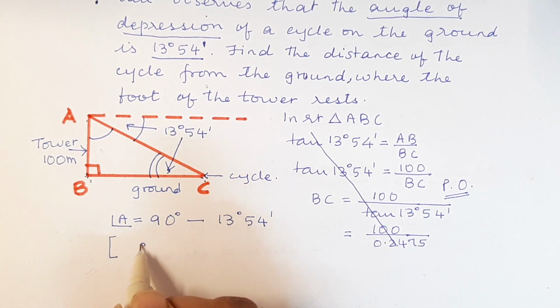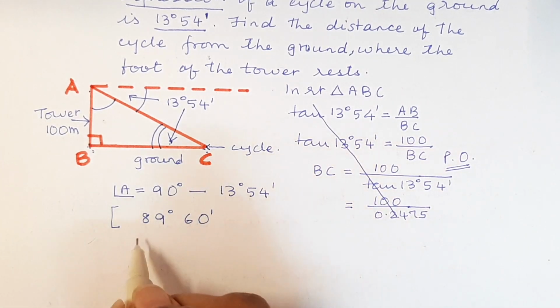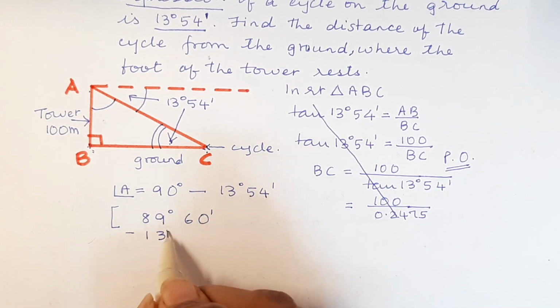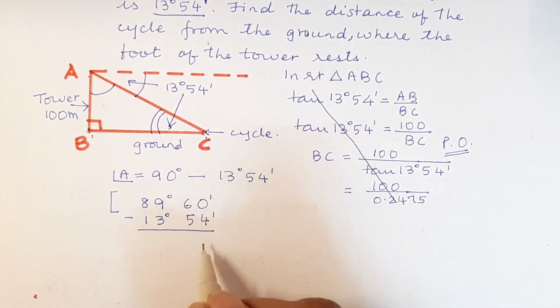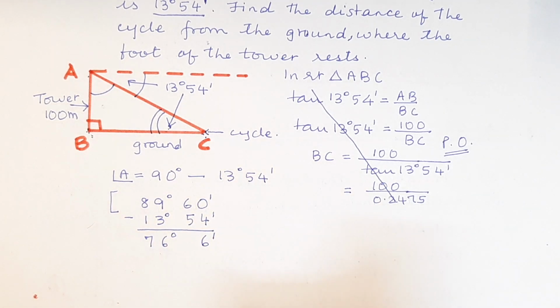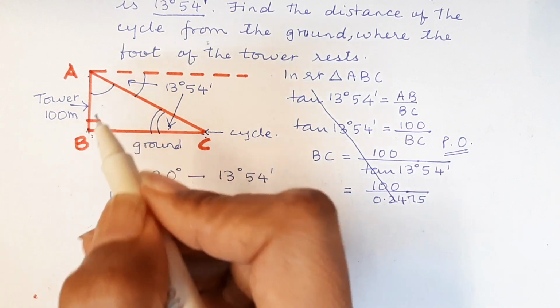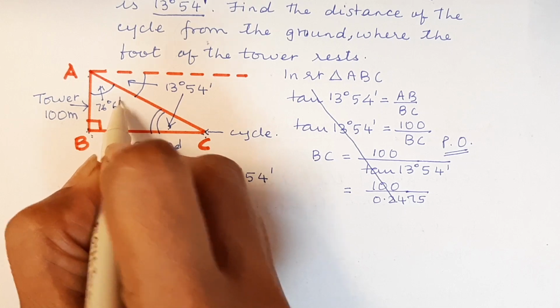This 90 degrees we will write as 89 degrees and 60 minutes. Remember, each degree is divided into 60 equal parts. And from that we will subtract 13 degrees and 54 minutes. So 60 minus 54 is 6 minutes, and then 9 minus 3 is 6, and 8 minus 1 is 7. So 76 degrees and 6 minutes is our angle here. So I shall write this as 76 degrees and 6 minutes.